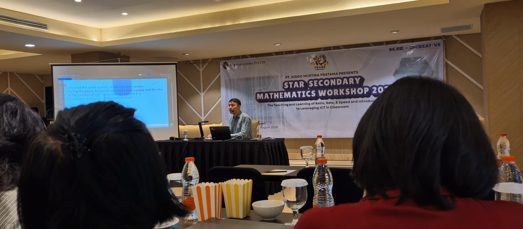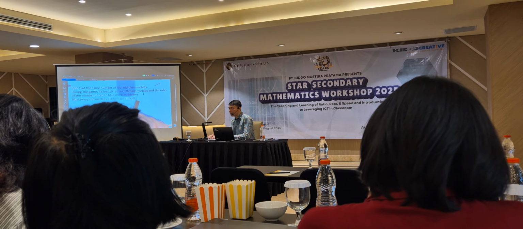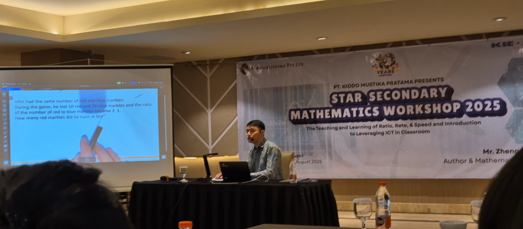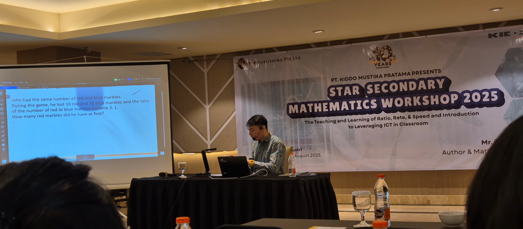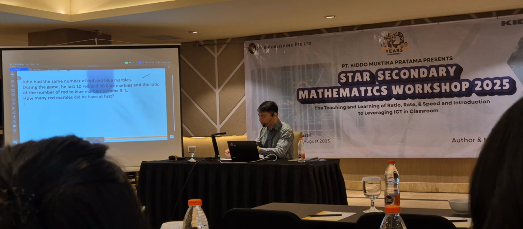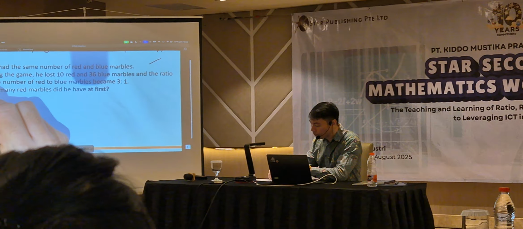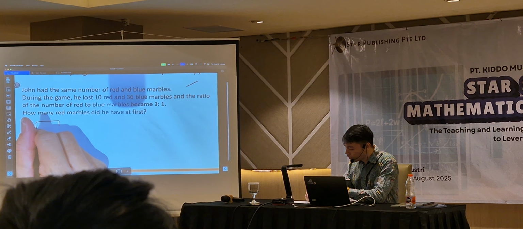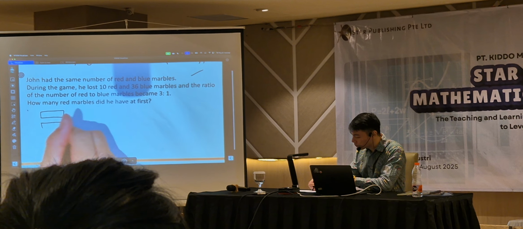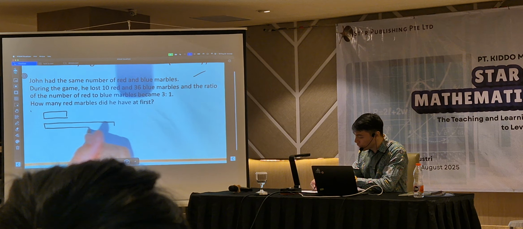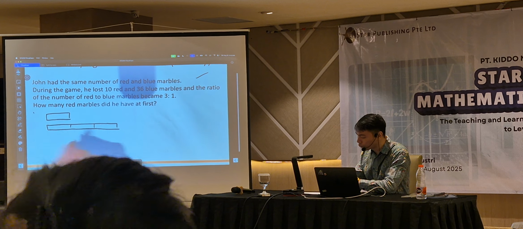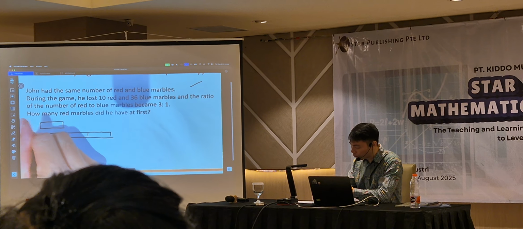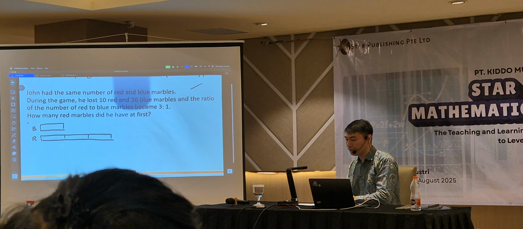During the game, he lost 10 red and 36 blue marbles. And the ratio of the number of red to blue marbles became 3:1. Now I'm given the ratio 3:1. Let me just represent that using a bar model. So I have the ratio, this is quite okay, 3:1. Let me just draw like this, 3:1. I know I'm drawing the other way around, 1:3, right? Because I do this first. So the ratio of red is to blue is 3:1.